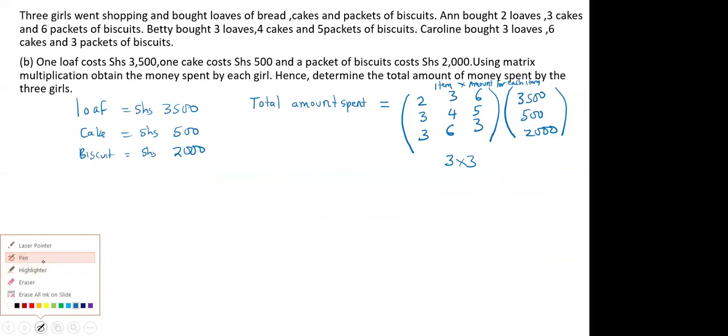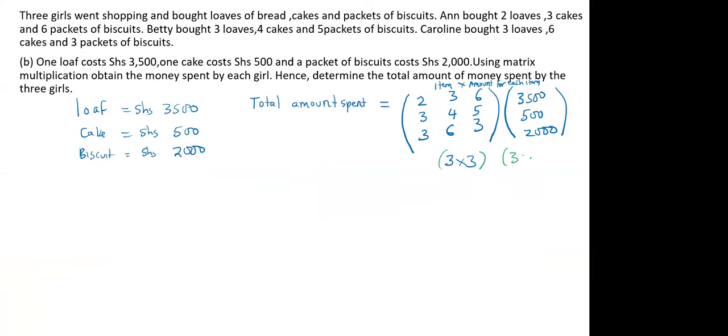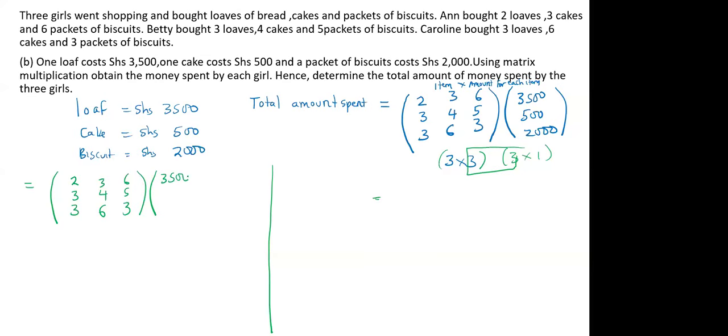That's where you bring in that critical part of thinking, not for you just to come out from nowhere and then write something that is not working out. So now we are going to multiply. We know very well that when we are multiplying the two matrices, allow me to come and start from here. This is 2, 3, 6, 3, 4, 5, 6, 5, 3, and I'm multiplying it by 3,500, 500, and 2,000.